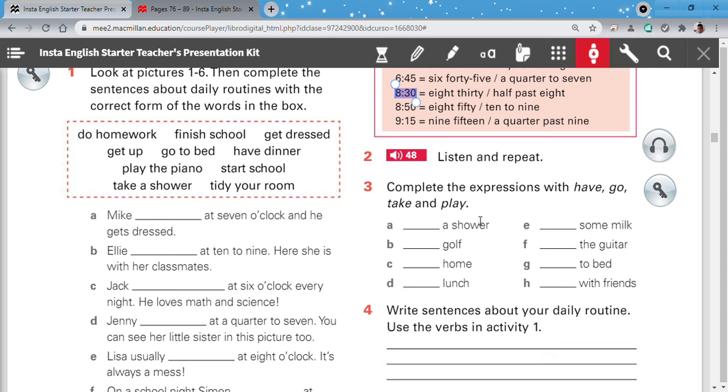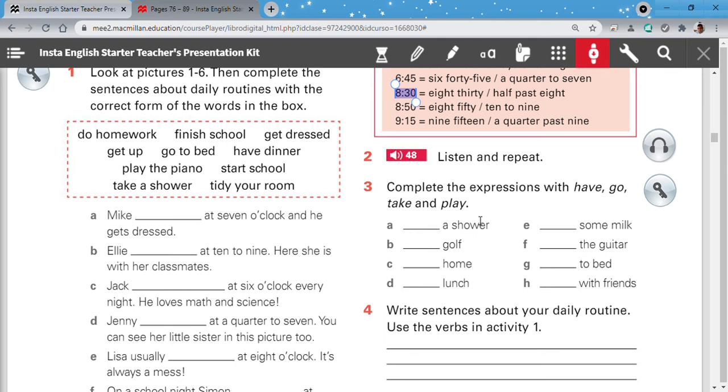Play the guitar. Letter F. Hey teacher, but I have a question. What's your question? You say play golf, jugar golf. Play the guitar, jugar la guitarra? No. Play has different meanings. Like jugar, you know, jugar. And also play could be tocar a musical instrument. So in this case the guitar is a musical instrument, so you say play the guitar. Okay? Go to bed for letter G and letter H, play with friends.